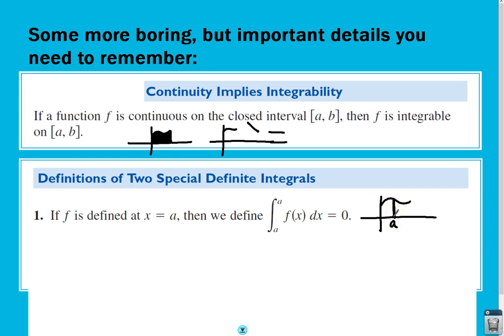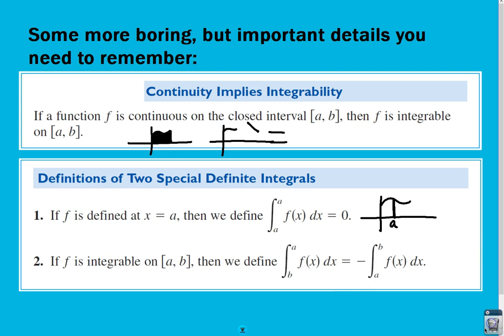Well, a line has no area. It's a one-dimensional concept that goes on and on forever in two directions, but it has no width to it. So because you are just looking at this line right here, there's actually 0 area. So the integral from a to a of any function is just 0.